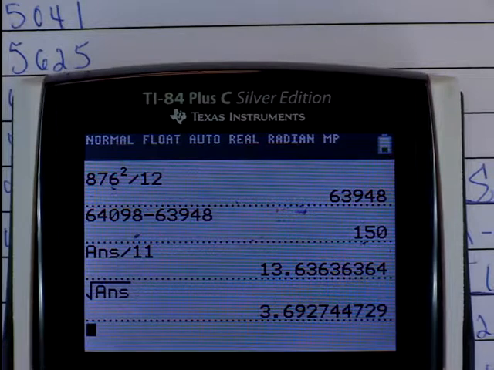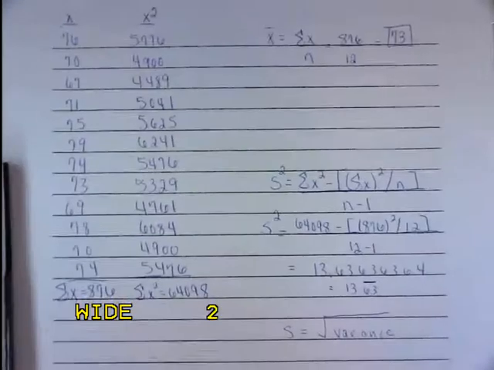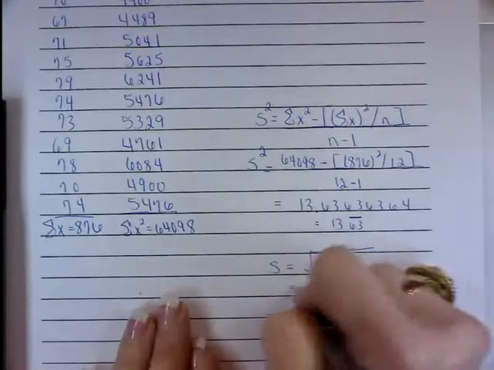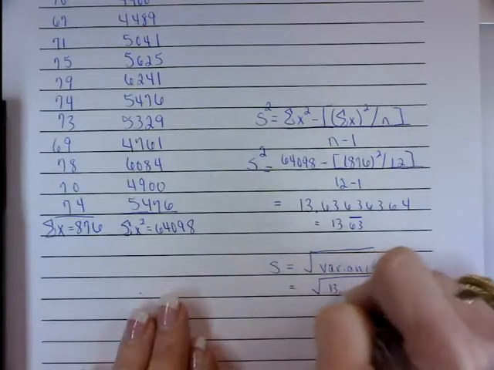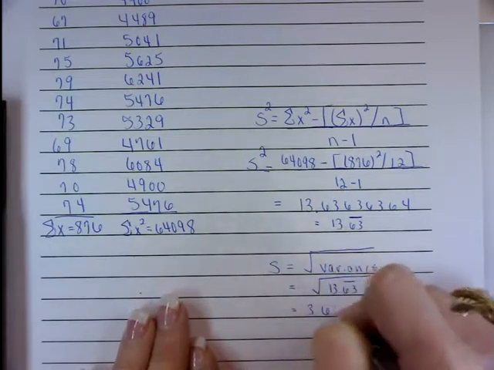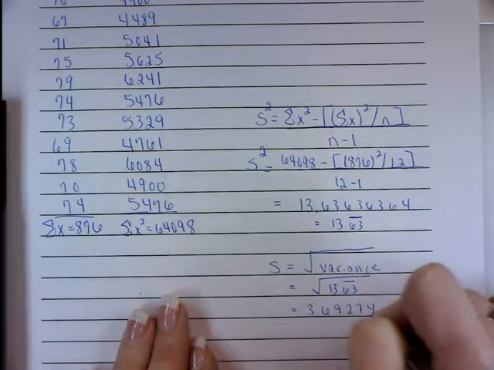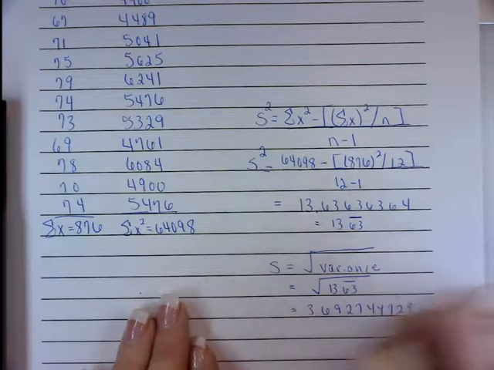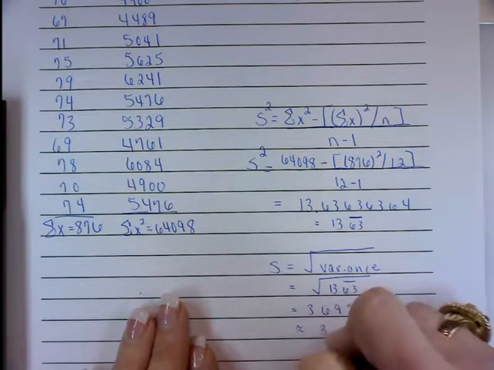3.6927444729. And this is when you look at your raw data values and they are whole numbers. So according to Chapter 3, we will round to the nearest tenth, an additional decimal place. And then take the square root of 13.63 repeating. 3.6927444729 is about a 3.7.